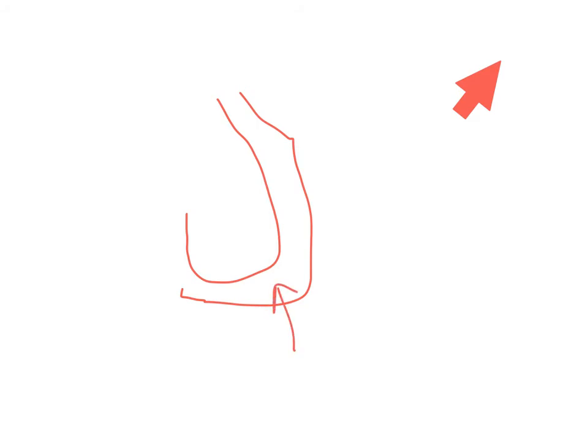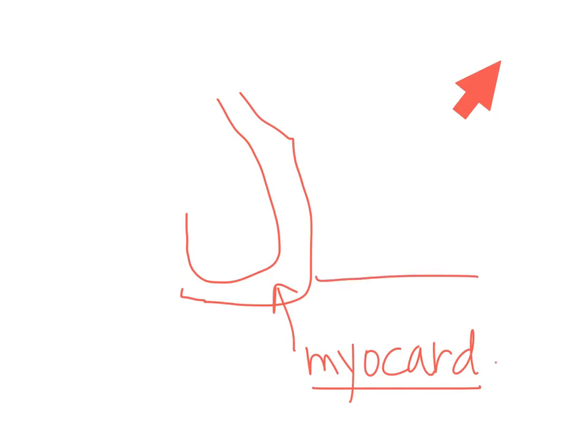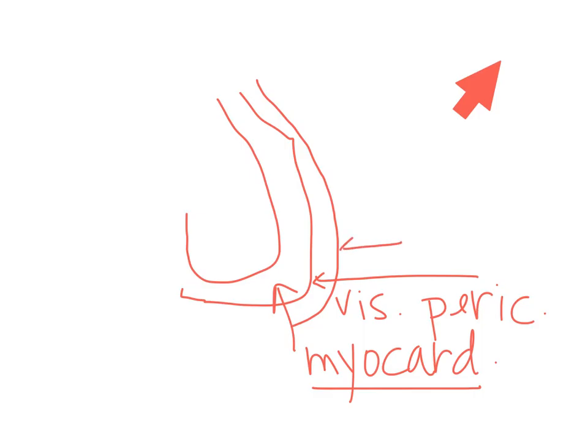Let me draw it. If we look at the layers of the heart, let's say this is the heart. The really thick muscle layer, that's the myocardium. That's the thickest layer. That's the muscle. The next layer, as you're working your way out, is the visceral pericardium. And then as you continue out, there's going to be the parietal pericardium.